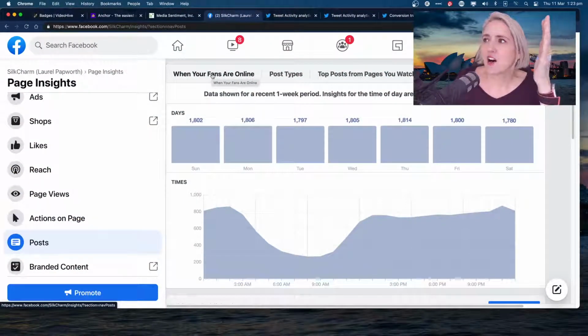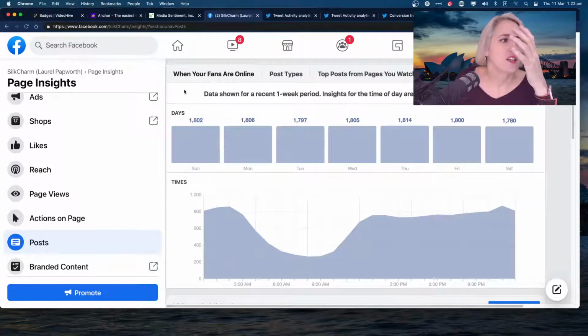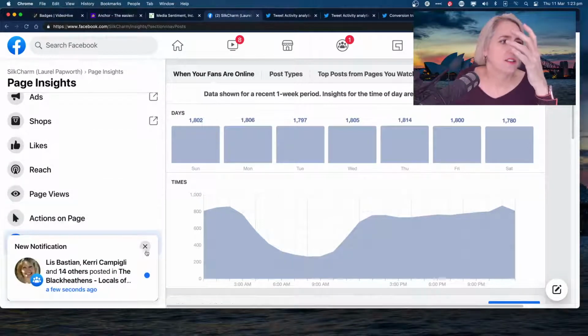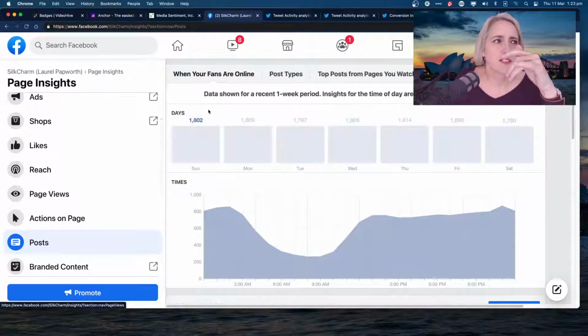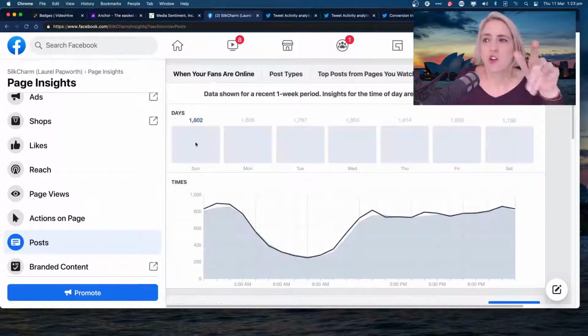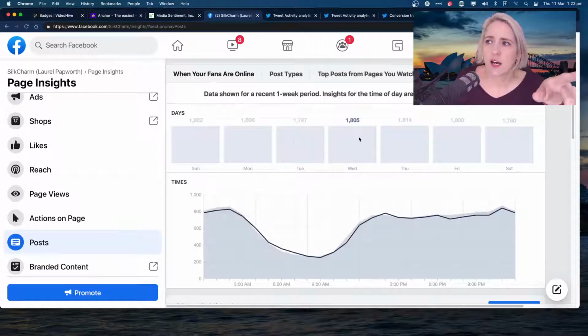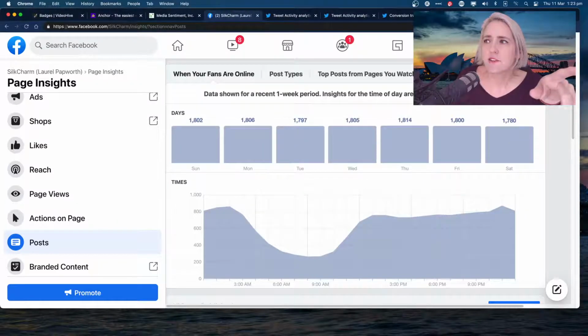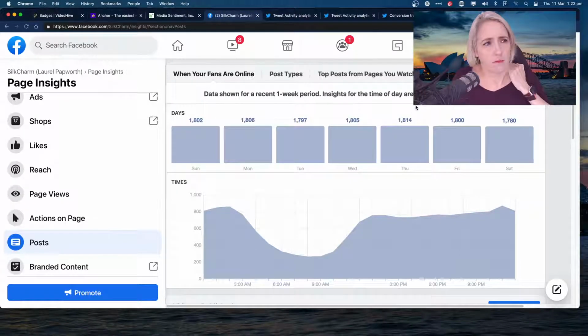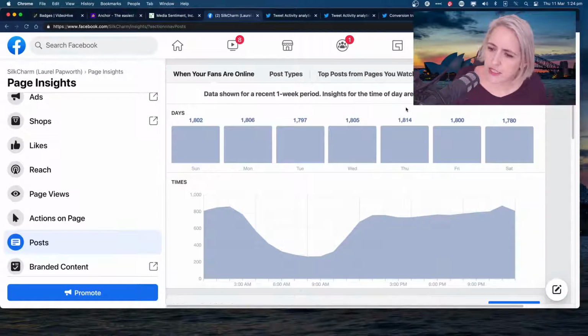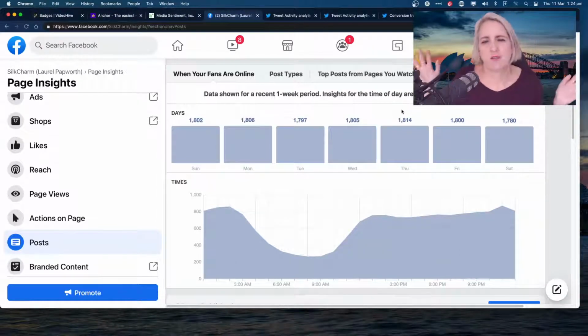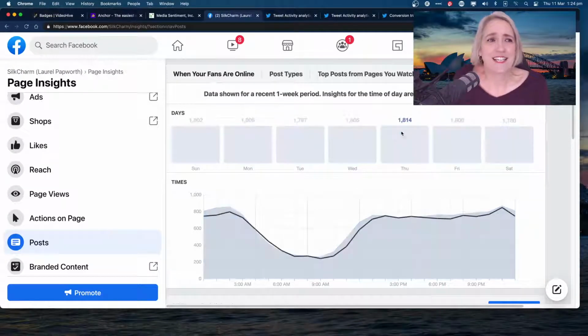When your fans are online, so if you go into the page insights and then you click posts, when your fans are online, now you can go through for different times. Mine are on Pacific time zone. I have Silicon Valley clients and Los Angeles entertainment clients and a few others. So we just stuck with Facebook's hometown just to make it easier.